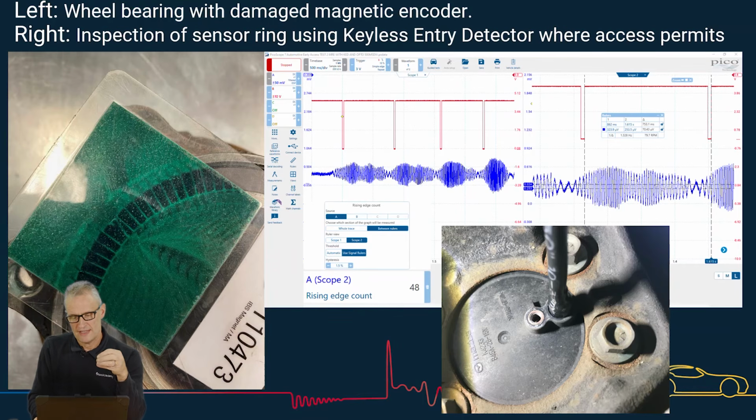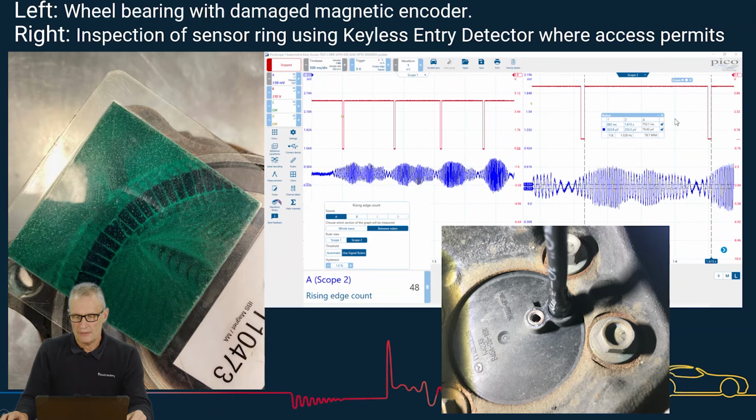If our keyless entry detector is too large to actually go into the ABS sensor aperture, then some kind of inductive device, a coil wrapped around an iron core, I'm sure you could get something that you can then use with the features of PicoScope to display the pulsations.